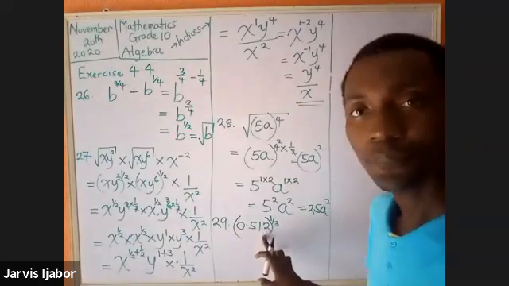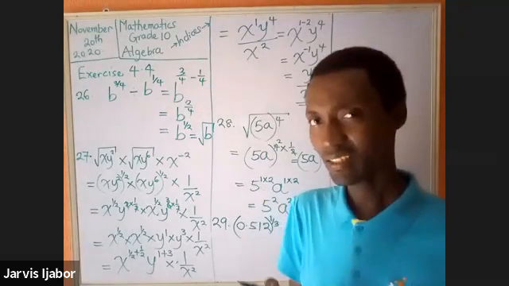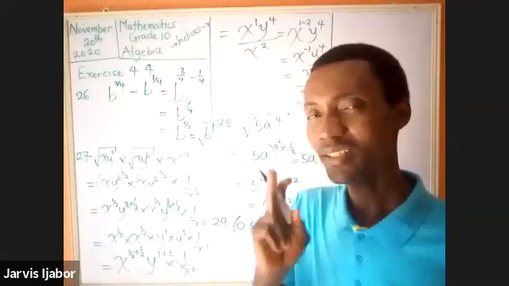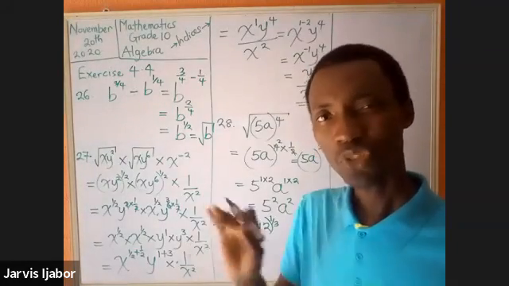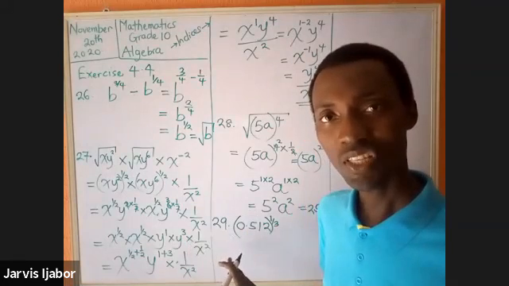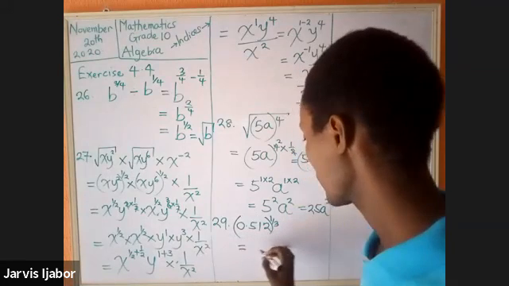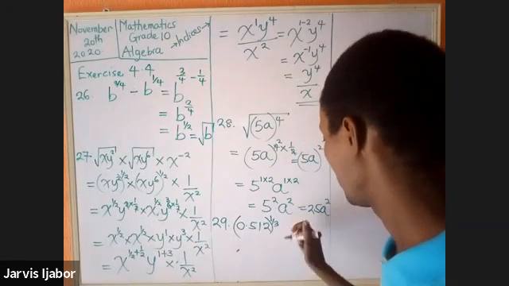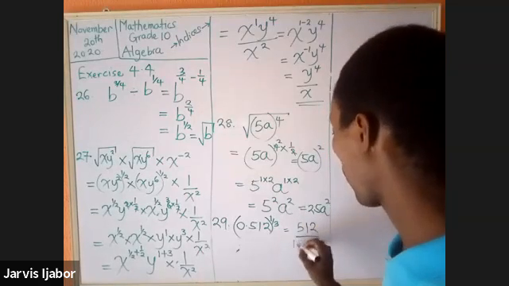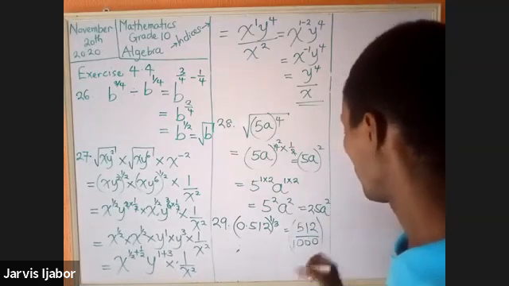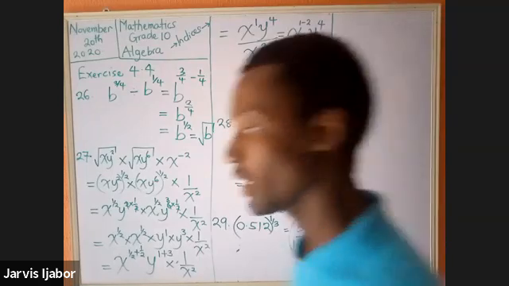It's in decimal. The first thing you want to do when you're solving a problem in indices, when you have a decimal, is to change the decimal to fraction. That's a new idea we want you to see here. You change the number you're seeing here to a fraction. So that will give you 512 over 1,000 all raised to the power of 1 over 3.